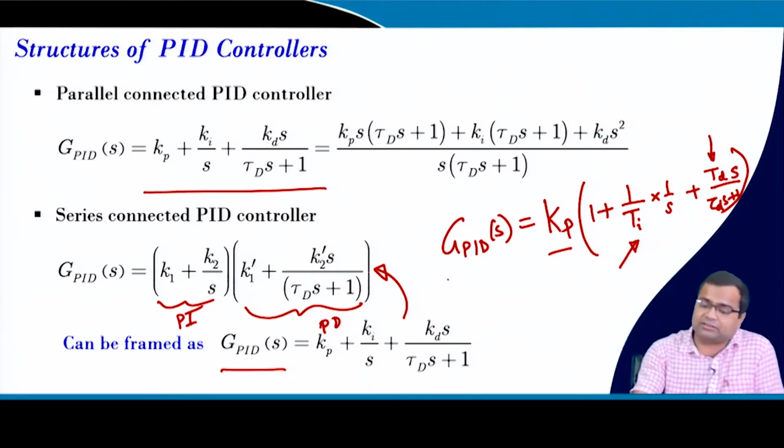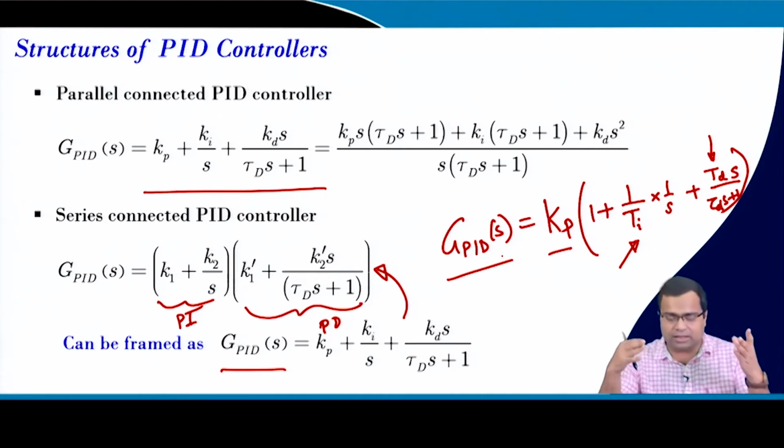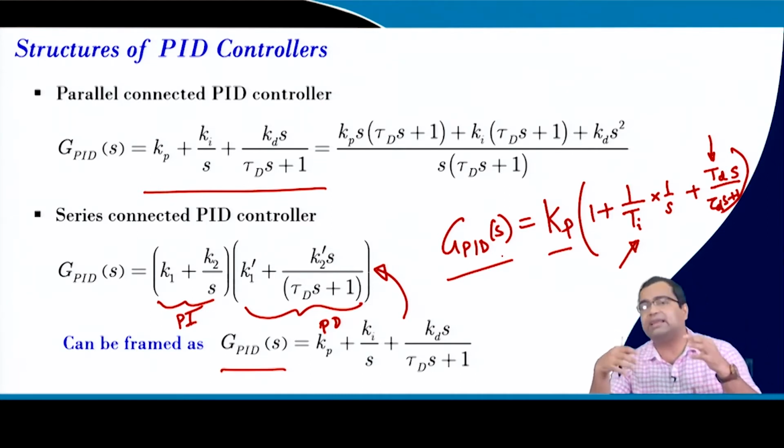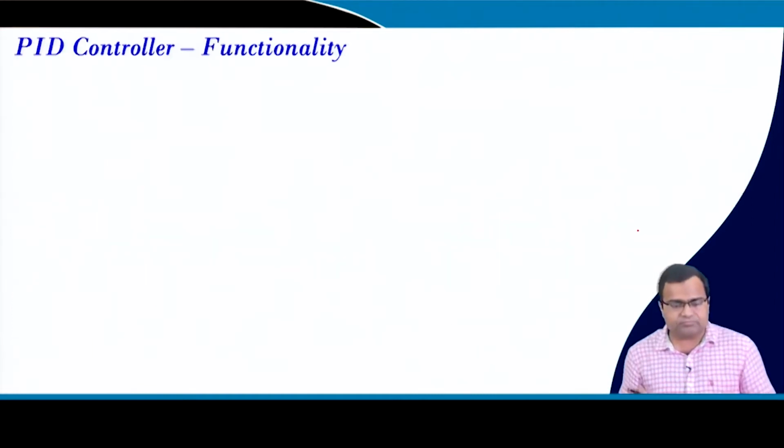And this type of structure is used particularly for Ziegler-Nichols tuning, where the Kp can be obtained from the critical gain, and then the timing parameters, like the integral time as well as the derivative time constant, can be found from their suitable tuning rule.